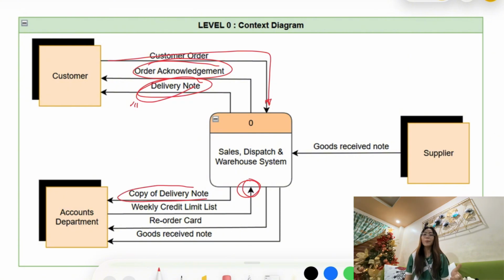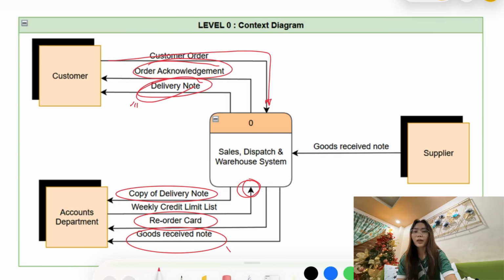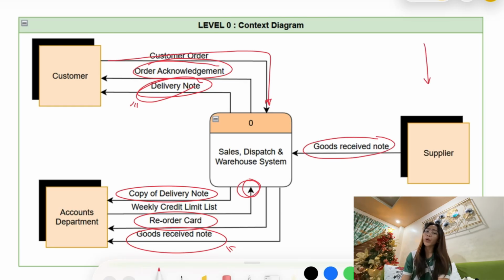So first, a copy of the delivery note so accounts can prepare invoices, a reorder card raised by the warehouse when stock is low, and the goods received note which the warehouse forwards so accounts can handle payments to suppliers. On the right side, we show the supplier. The supplier sends a goods received note along with the physical goods. In this level 0 diagram, we only show the information flow. So we represent the goods received note coming into the system from the supplier.